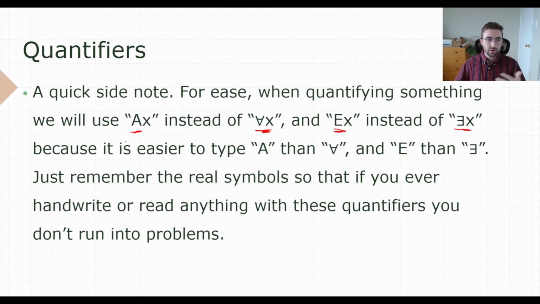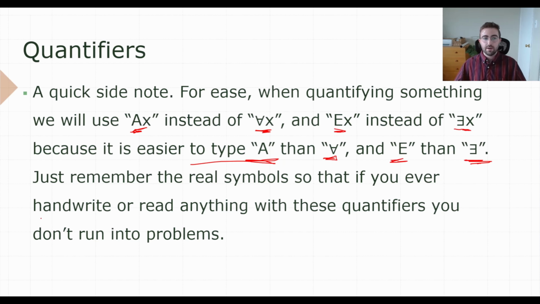So in Carnap, you can also use the capital A instead of the upside down A. And we're going to do this because it's easier to type A than to put in the Unicode for an upside down A. And similarly, it's easier to type a capital E than to put in the Unicode for this backwards E quantifier symbol. But you should just remember the real symbols, the upside down A for the universal quantifier and the backwards E for the existential quantifier.